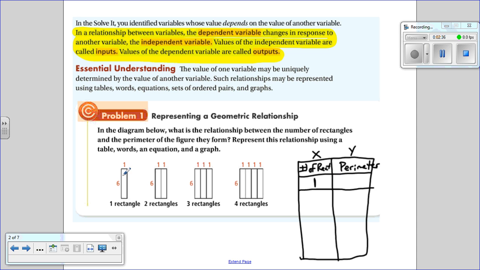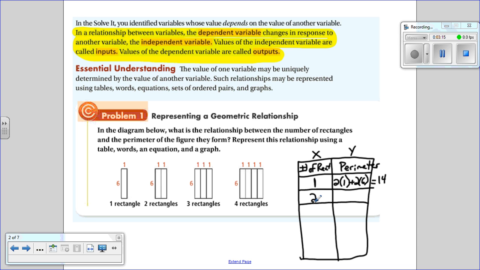If you remember, perimeter is just going around the outside. So we had two of the number ones, and we had two of the number sixes. And that came out to be 2 times 1 is 2, 2 times 6 is 12, 2 plus 12 is 14. Okay. How about when we have two rectangles?